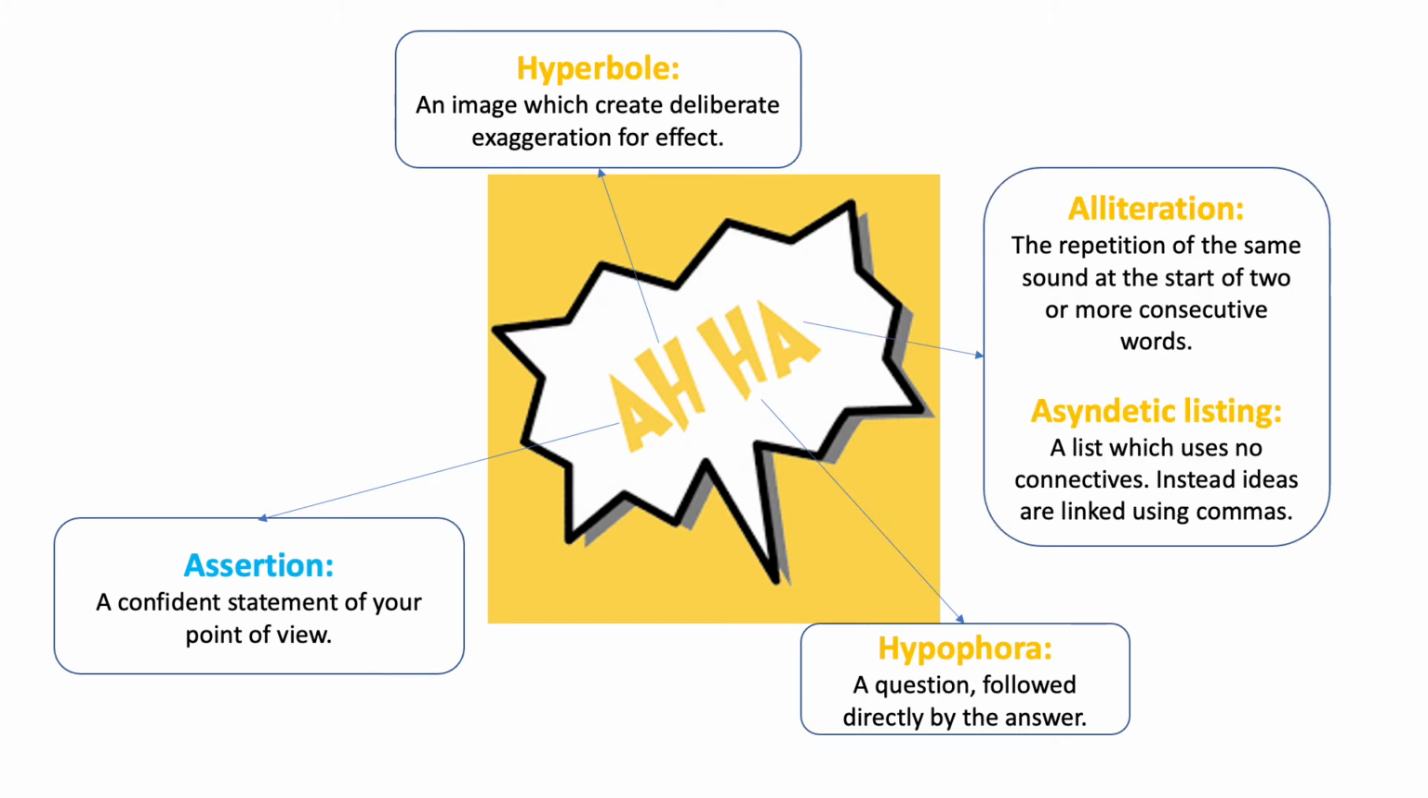And then finally, A can stand for either alliteration, the repetition of the same sound at the start of 2 or more consecutive words, or asyndetic listing, a list which uses no connectives, and instead ideas are linked using commas or indeed semicolons. Now, if you are somebody that is aiming for grades 5, 6 and above this year, you should aim to use asyndetic listing.